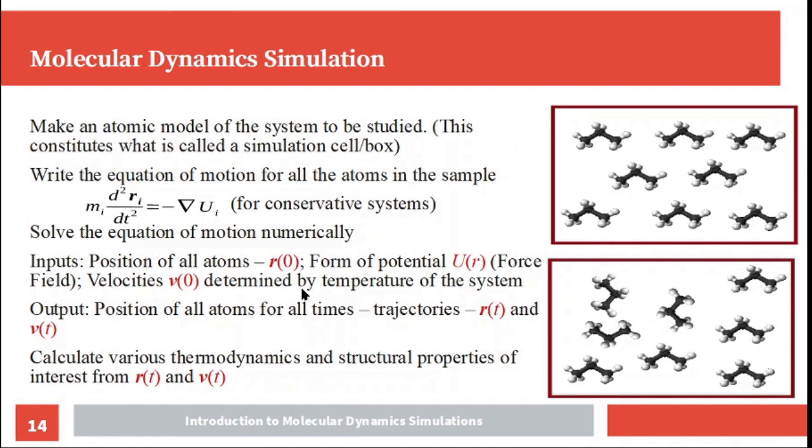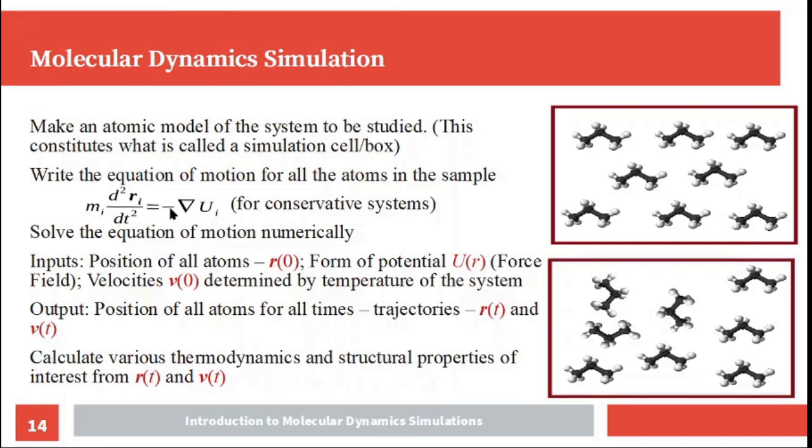So what we do is, to start with, we make an atomic model of the system to be studied. Just to give you the same example of propane, we take some propane molecules as starting configuration. This constitutes what is called a simulation box or simulation cell. For example, this can be considered as a simulation cell. Once you have this model, you write down the equation of motion for all the atoms in the sample. That is, you write down the Newtonian equation of motion.